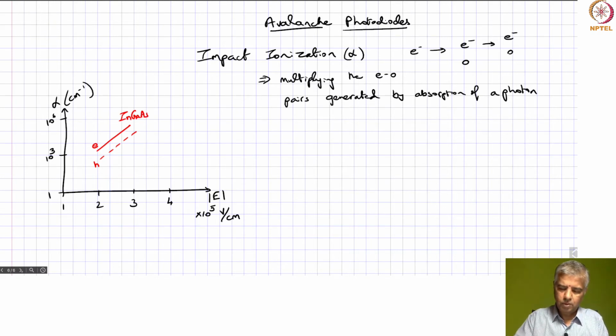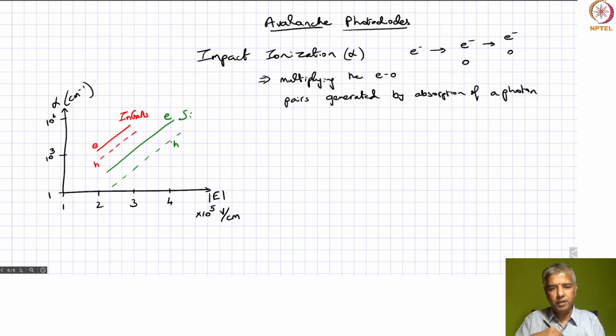On the other hand, silicon actually has an even lower impact ionization coefficient. Something like this. But significantly, when we look at the impact ionization coefficient for holes in silicon, so this is for electrons and this is for holes, that's even lower, much lower compared to the impact ionization for electrons. So what is the corollary of this? What does this all mean?